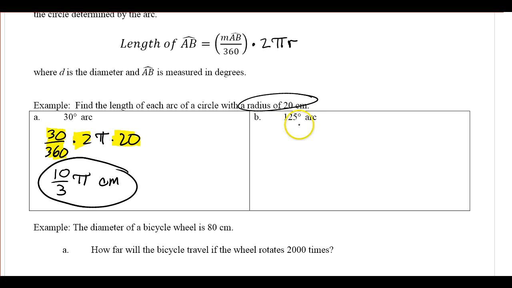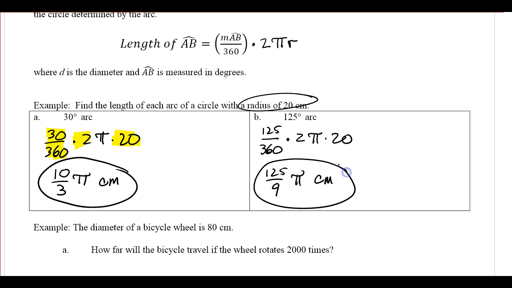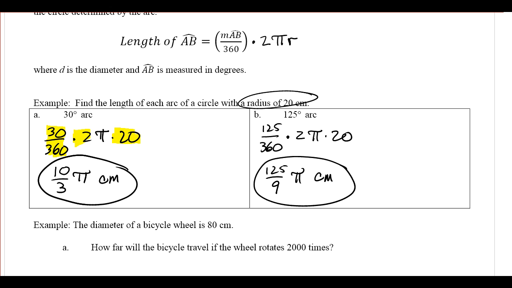Moving on to part B, we've got a 125-degree arc, so this would just be 125 divided by 360. That's the fraction of the circle that we have, times 2 times pi times 20. And again, just plugging in those numbers without pi and hitting your math enter, you're going to get 125 ninths pi centimeters. Alright, so that's the length of those arcs.